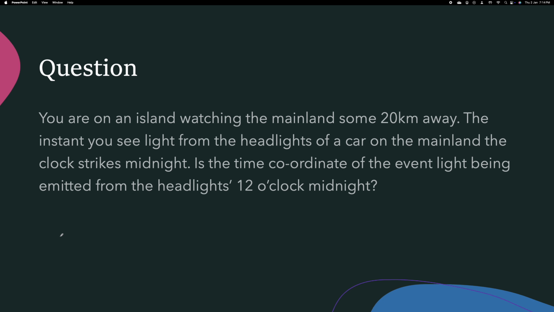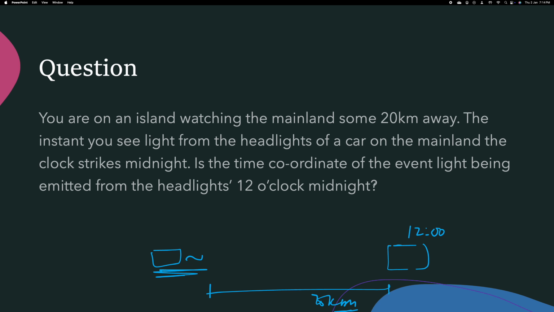Now, let's look at this question: you are on an island watching the mainland some 20 kilometers away. The instant you see light from the headlights of a car on the mainland, the clock strikes midnight. Okay, so this is the mainland, and there's a car that shines a photon. You are about 20 kilometers far away, and you see the light reaching you at 12 o'clock midnight.